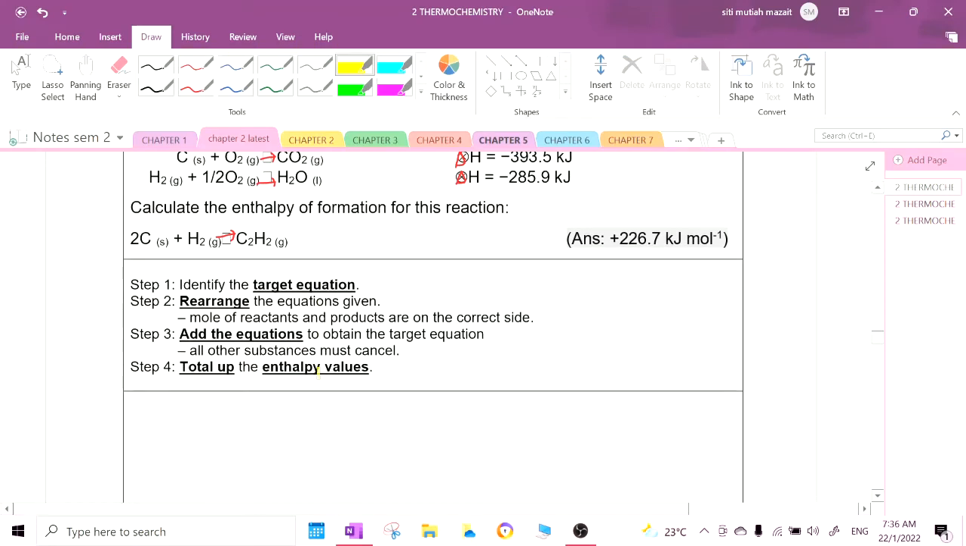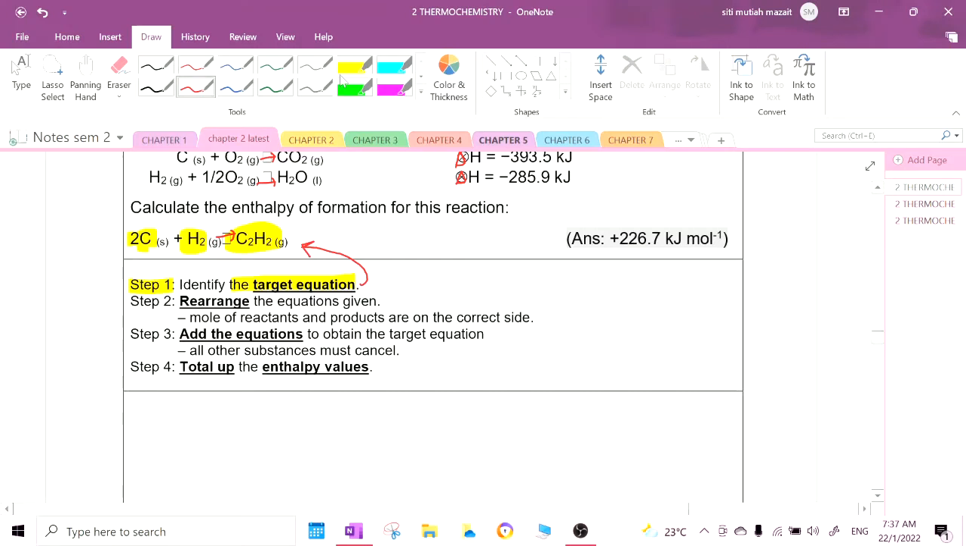So bear in mind, you have to know all these steps. Step 1, you have to identify the target equation. For example, if the question asks you to calculate the enthalpy of formation for this reaction, 2 carbon plus H2 will produce C2H2. So this means that you have to know your target equation. This is our target equation.